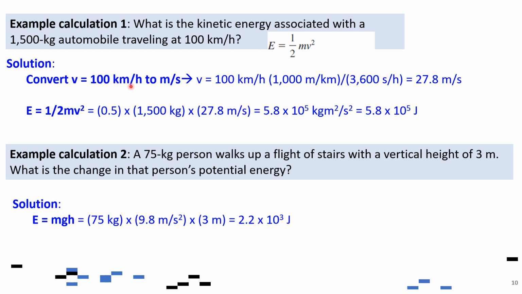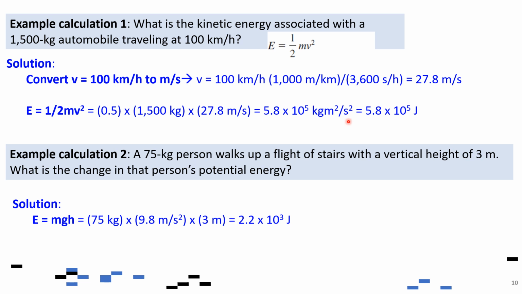So 100 kilometers per hour converts to 27.8 meters per second. The conversion factors are 1,000 meters per kilometer and 3,600 seconds per hour, so we get 27.8 meters per second. Now we have all the values, put them together, and we can see that the final answer is 5.8 times 10 to the fifth kilogram meter squared per second squared.